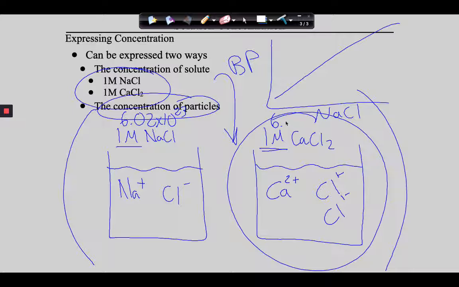Same thing here. Here we have Avogadro's number of these in a liter of water. So those numbers would be the same. But then when they go into solution, here we would have 2 times Avogadro's number of particles. Here we would have 3 times Avogadro's number of particles. So there's more particles here than there, even though those are initially the same. Is that okay? Okay.